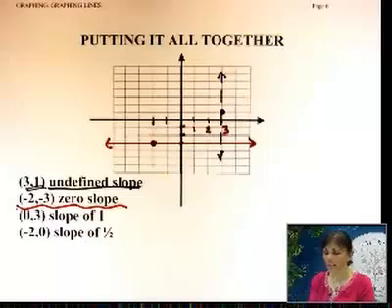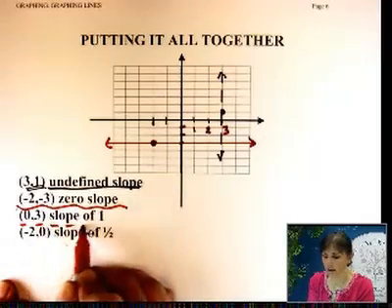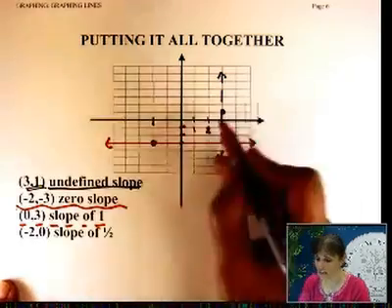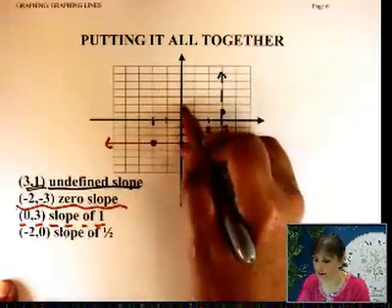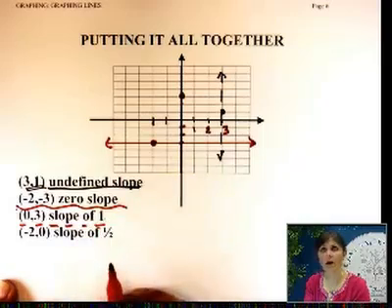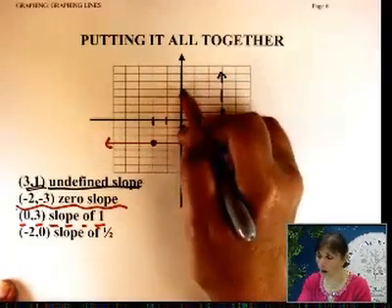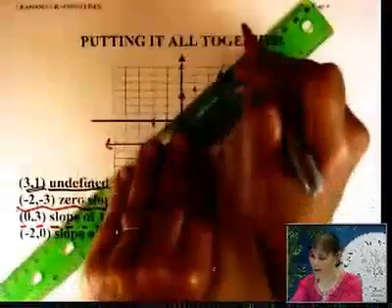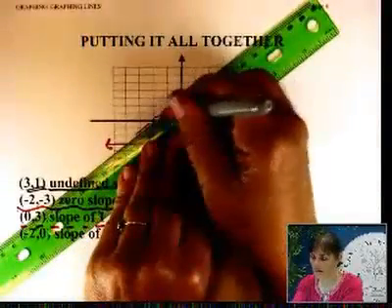Okay, let me do this one dotted red. 0, 3, and what did they give me? They gave me 0, 3, they gave me the y-intercept. And slope of 1, how do I draw that? Go up 1 and over 1. Here is my line.